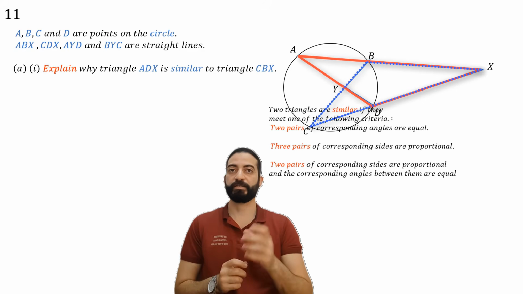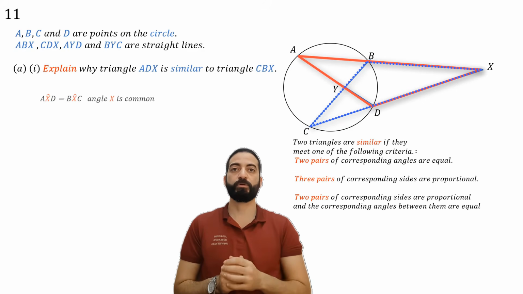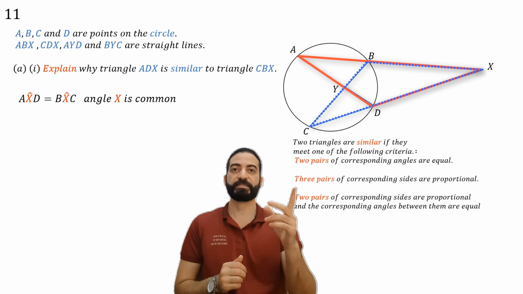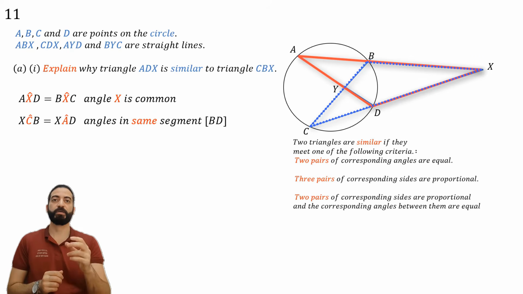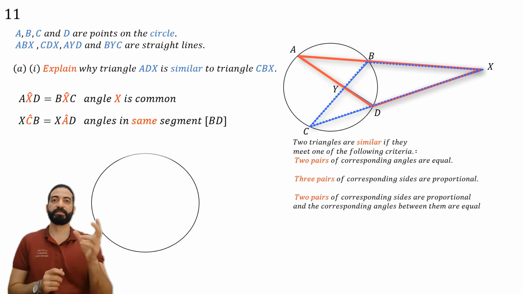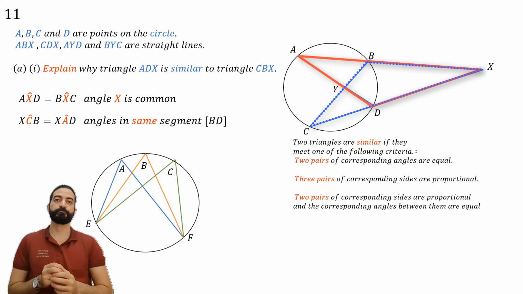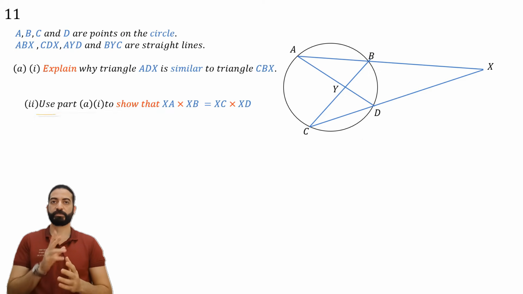We have that angle AXD equals BXC because X is common, and angle XCB equals XAD. Angles in the same segment BD. This is an example of angles in the same segment. We now move to this question.